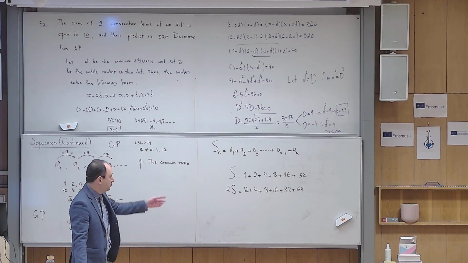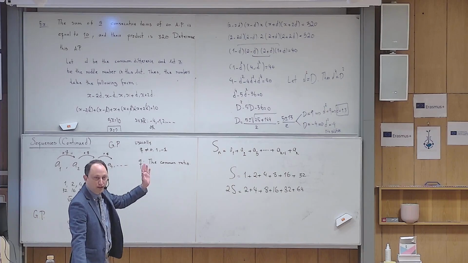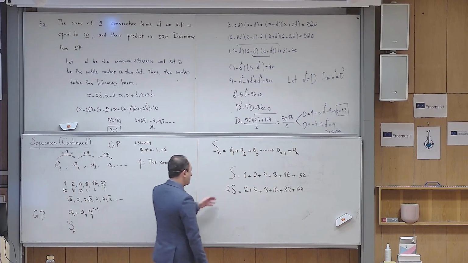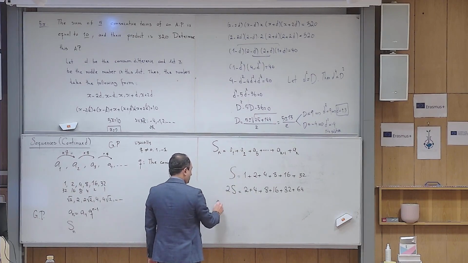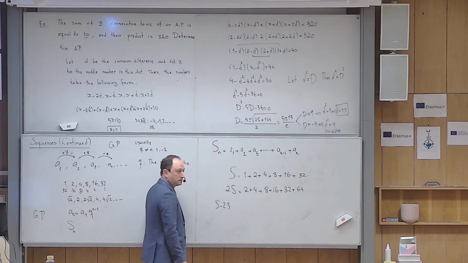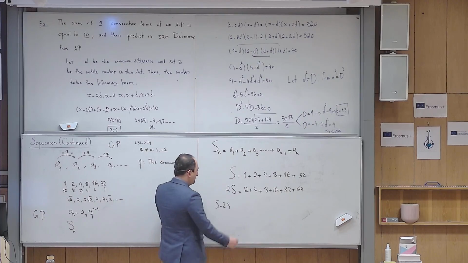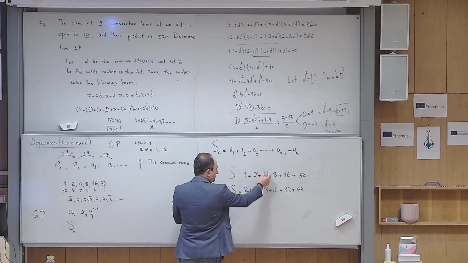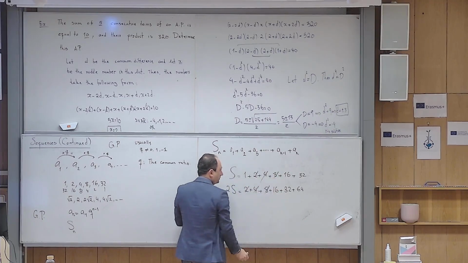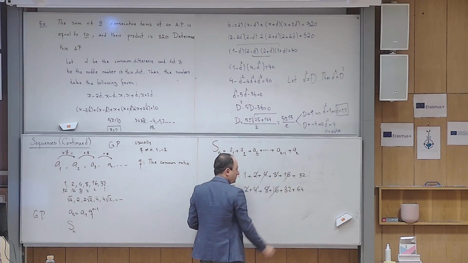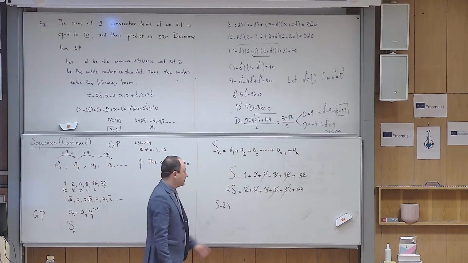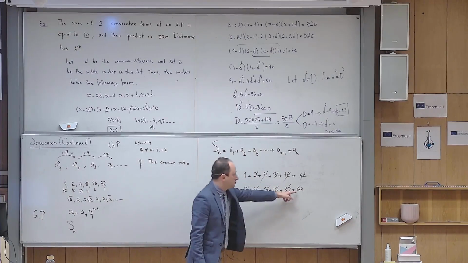So many of the numbers are in common. If I subtract them, many things will be gone. For example, let us take S minus 2S. If I apply this minus sign, minus 2 and 2 will be gone, minus 4 and 4 will be gone, minus 8 and 8 will be gone, minus 16 and 16 will be gone, and minus 32 and 32 will be gone. So what is left is 1 minus 64.